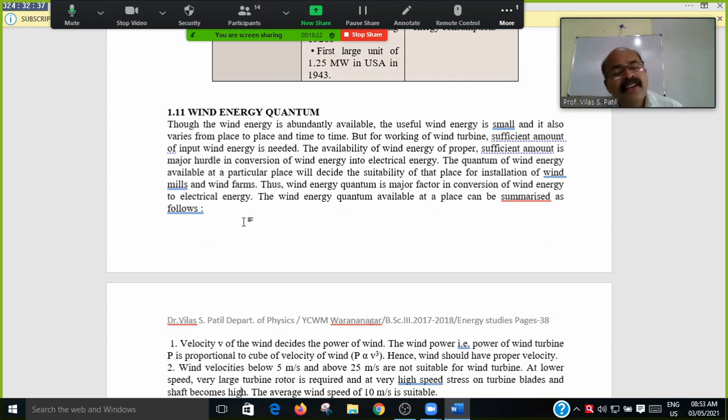That is the wind energy quantum: the abundantly useful wind energy is small, and it varies from place to place and time to time. We know that the wind velocity varies from place to place, time to time, and it is seasonal. We know that at the top of the mountain, at the top of the hill, the wind velocity and wind speed will be very very high. At the same time in the village and in the urban area, the wind velocity will be very very less. It means that for working the wind turbine, a sufficient amount of input wind energy is needed, and availability of the wind energy in a proper sufficient amount is a major hurdle in conversion of the wind energy into electrical one.